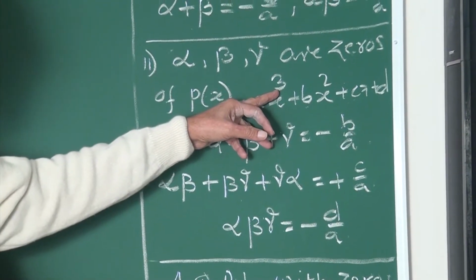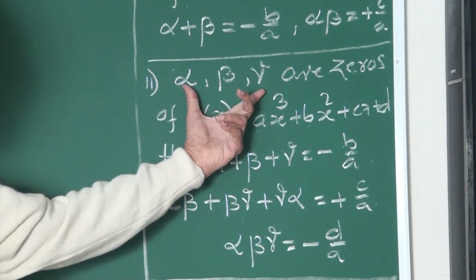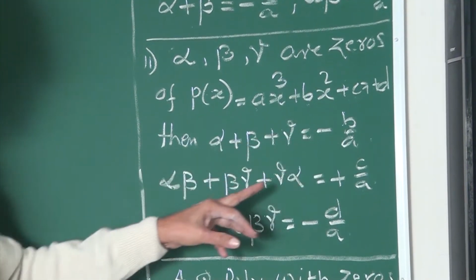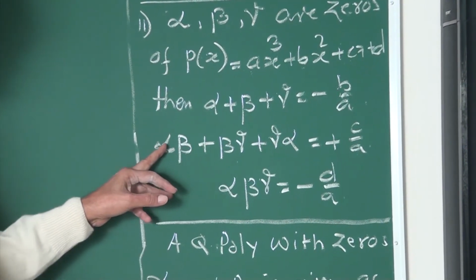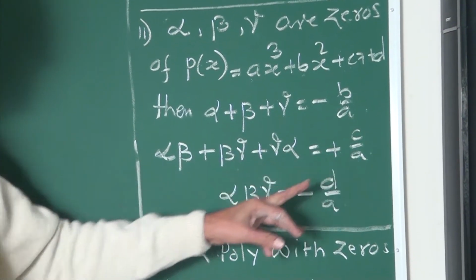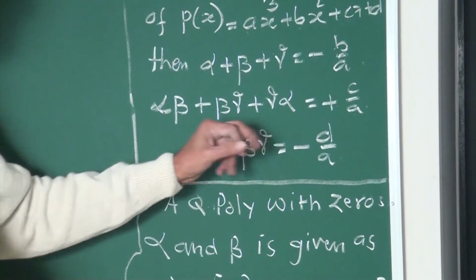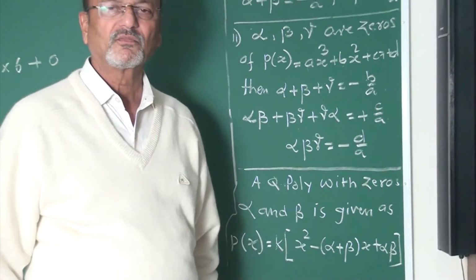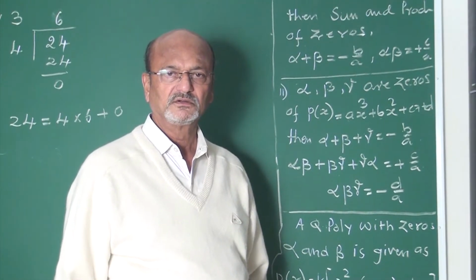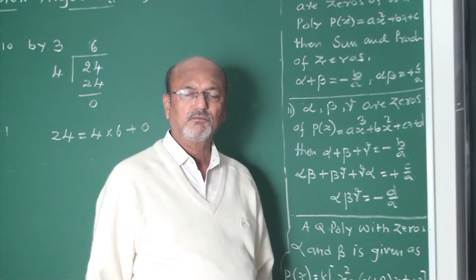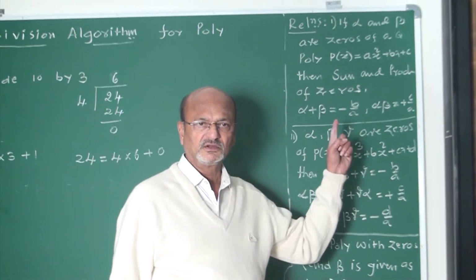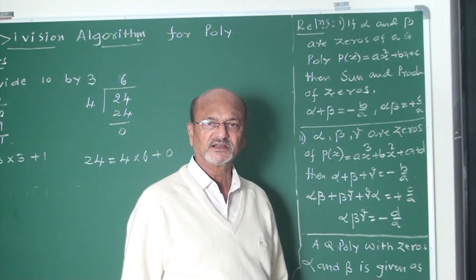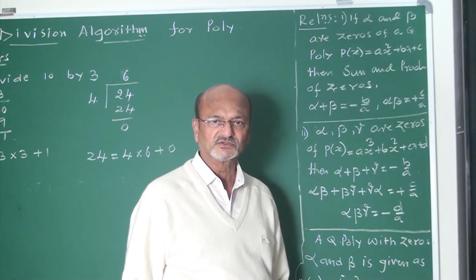In case of a cubic equation, degree is 3, it has three zeros. Sum of the zeros taken one at a time is minus b by a, sum of the products of zeros taken two at a time is c by a, and the product of all the three zeros is minus d by a. These two give the relations between zeros and coefficients of the respective polynomials. First a quadratic, the next cubic polynomials.